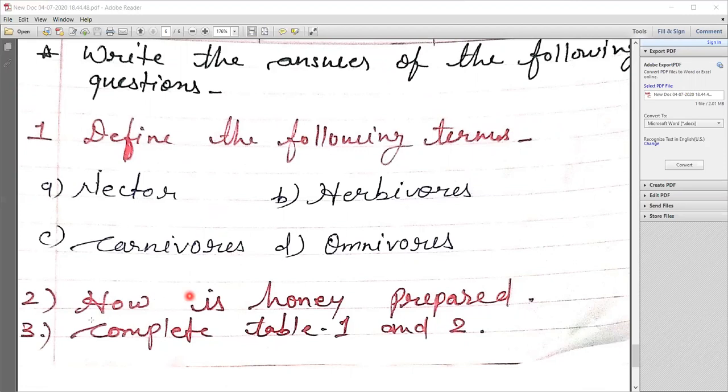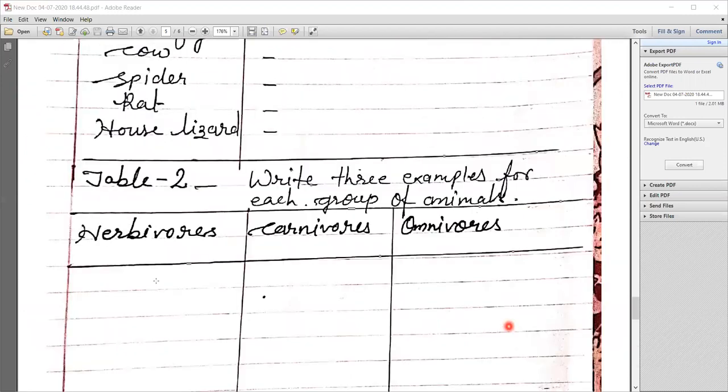Second question is, how is honey prepared? You have to write that in your notebook. And the last question is, complete table 1 and 2. So this is the homework for you, children.